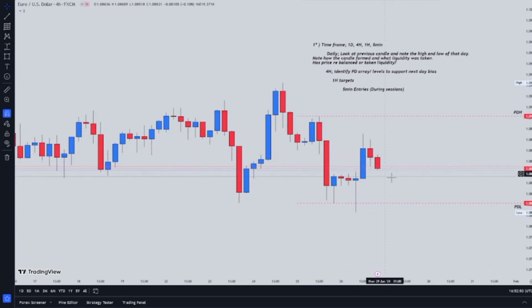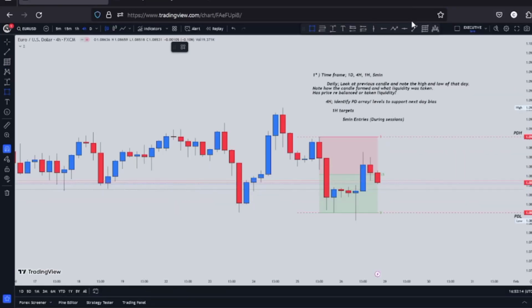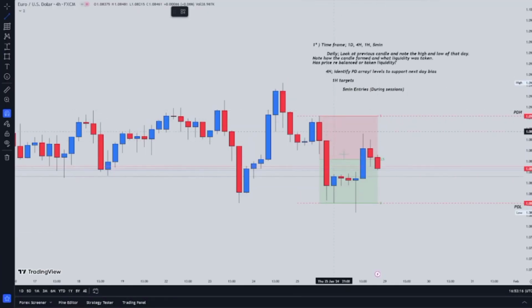I do mark my levels depending on the previous day candle. I do highlight like this with a box. I do highlight to mark my premium and my discount level. You would want to sell from a premium level. This level is a premium level, and you would want to buy from a discount level.